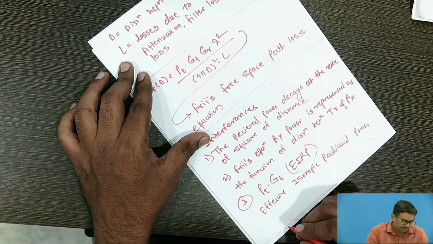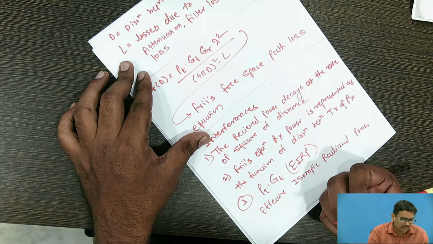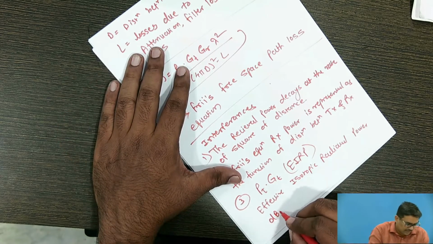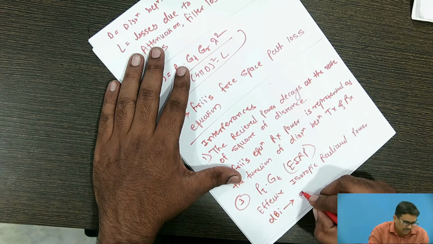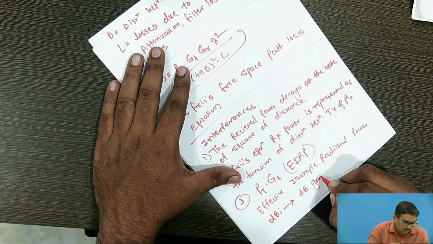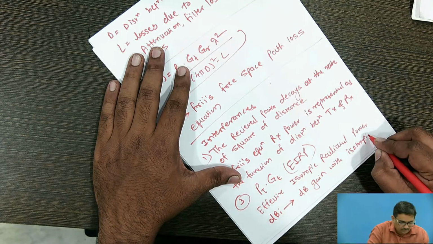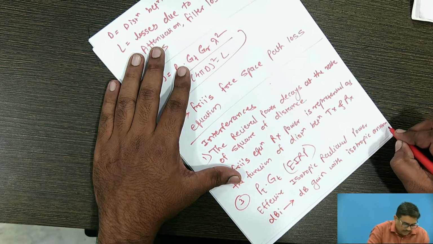Now what is the unit of that one, that is also an important thing. So the unit is dBi. dBi means dB gain with respect to an isotropic antenna.